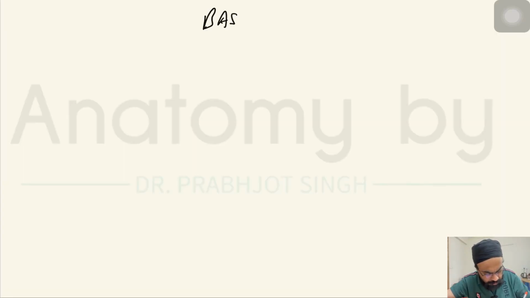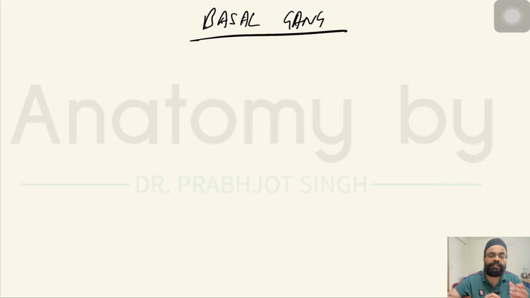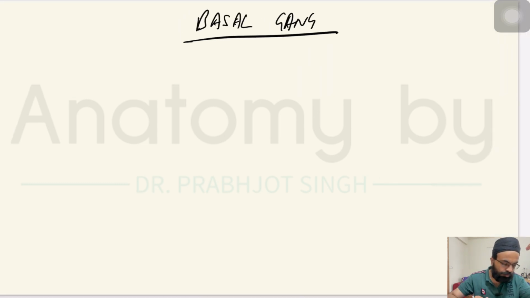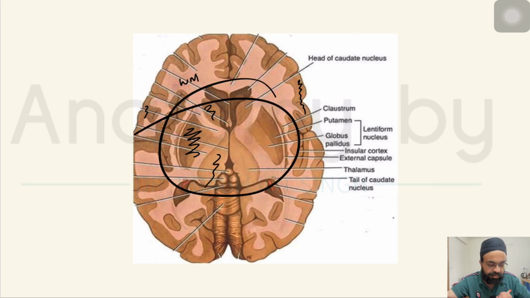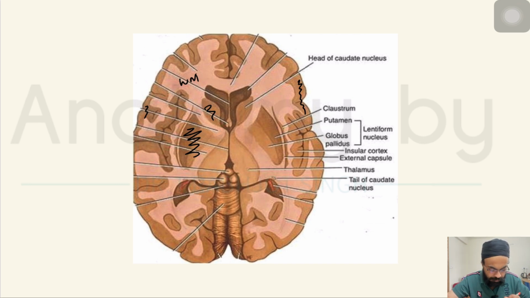So in this video, we are going to talk about the basal ganglia. What is it? It is basically the grey matter that is embedded inside the white matter. Let's have a look. Normally, this is the grey matter on the outside and this is the white matter. But can you appreciate this? This is also the grey matter that is embedded inside the white matter. So this is the basal ganglia.